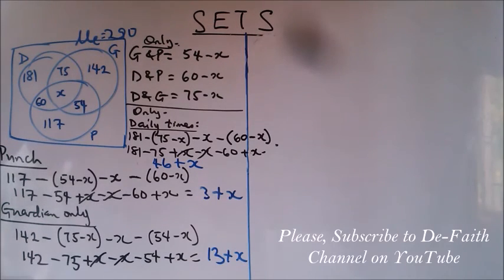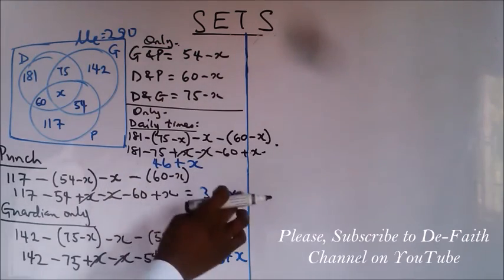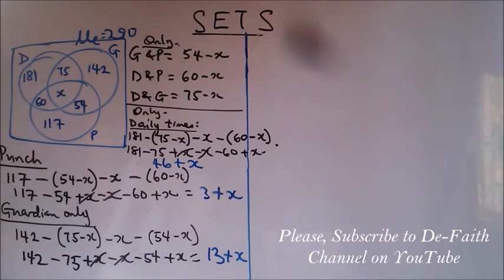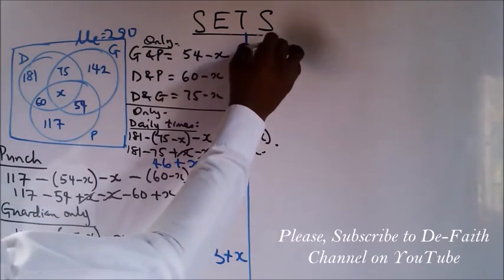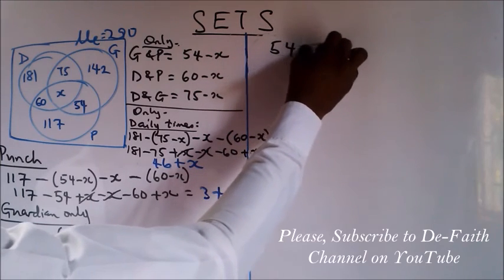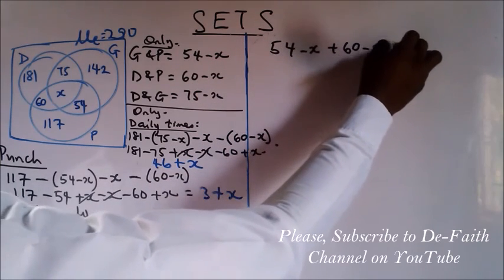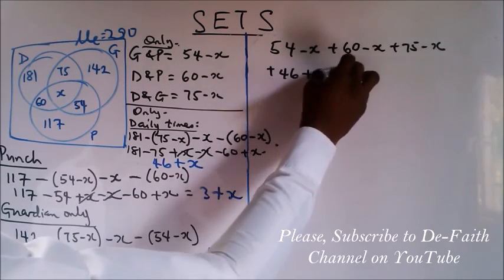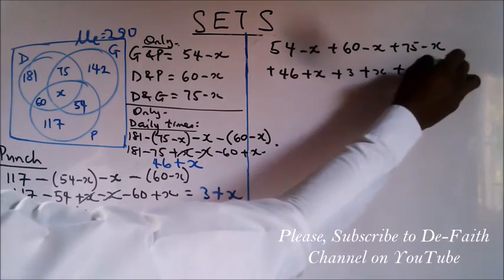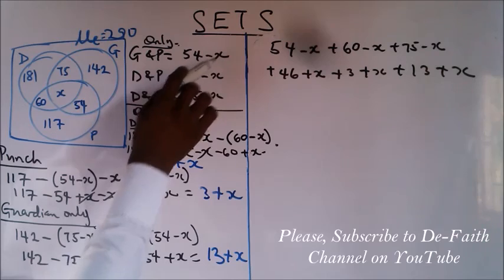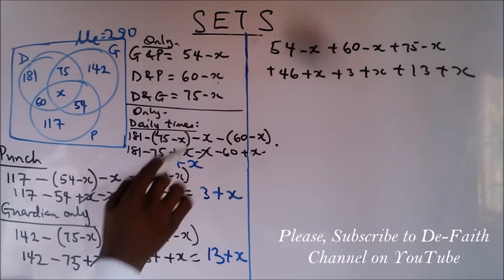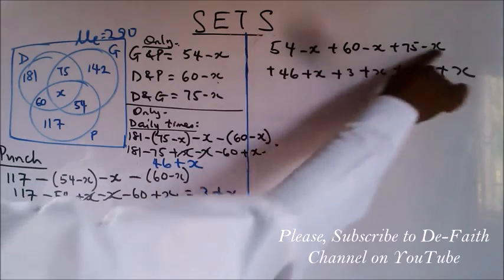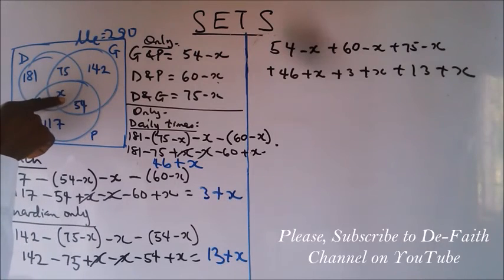So the next thing we need to do is this. After we have all this, we will sum them together, equate them to 290. And so we have 54 minus x plus 60 minus x plus 75 minus x plus 46 plus x plus 3 plus x plus 13 plus x. Alright, so we brought this, 46 plus x, 3 plus x, and 13 plus x. When we've written all this, do not let us forget that we still have x at the middle.